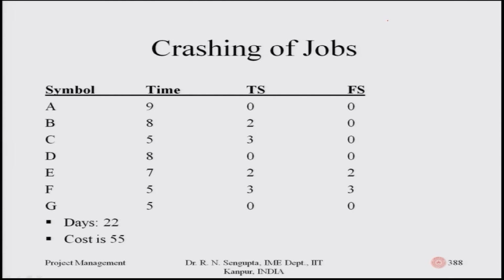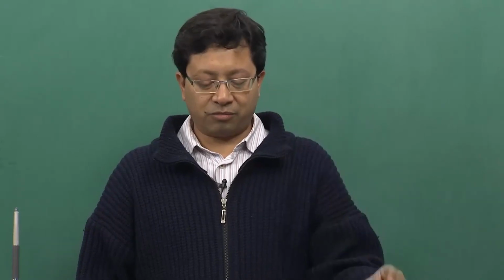If you see the total slack and free slack for A as shown in the slide, the total slack and free slack is 0. If you see D, the total slack and free slack is 0. If you see G, the total slack and free slack is 0. That should give you a hint of what the critical path is, and the total cost is the addition of all the costs for all the activities beside the critical path.